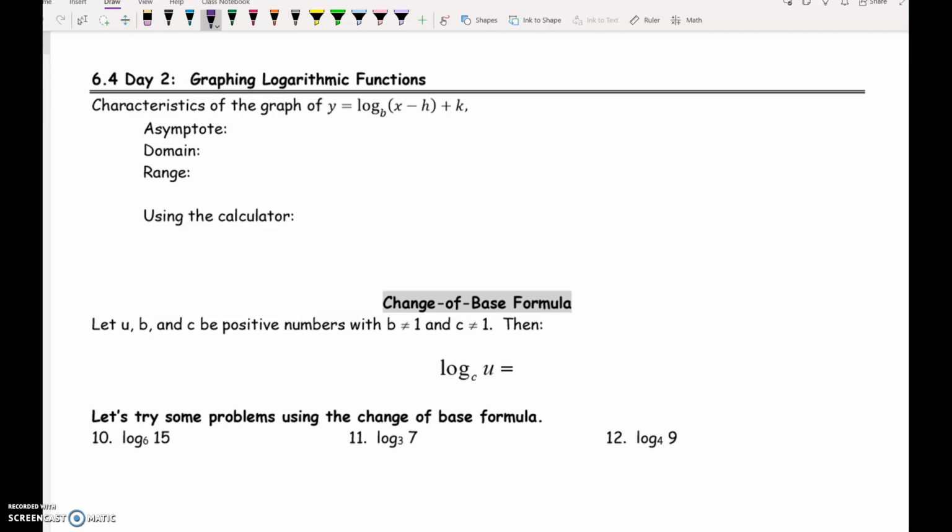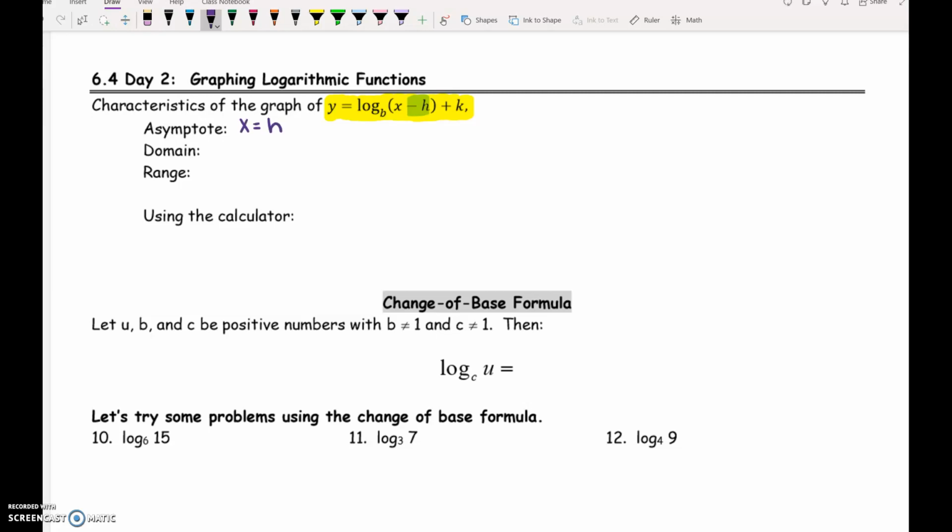Today we're going to actually graph some logarithmic functions. There's a few things on here that we need to talk about, a few things that we can skip. If we're looking at the generic function y equals log base b of x minus h plus k, because it's a vertical asymptote, the asymptote is affected by the side-to-side movement, which happens inside the parentheses. So the minus h is going to give us the asymptote. And the asymptote is going to be x equals positive h.